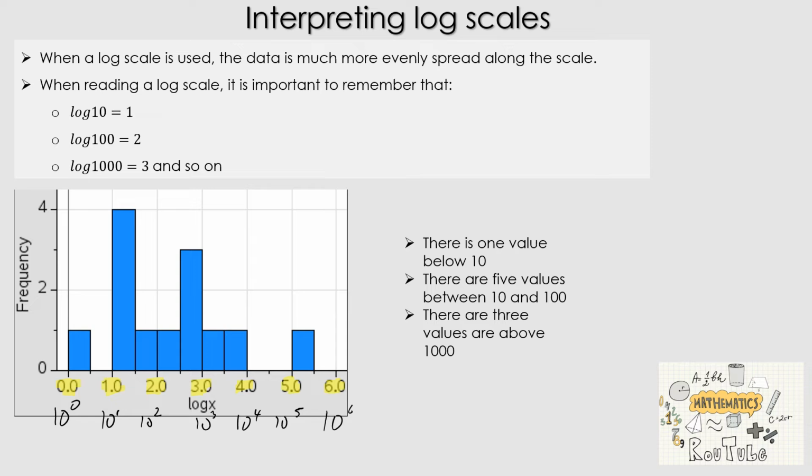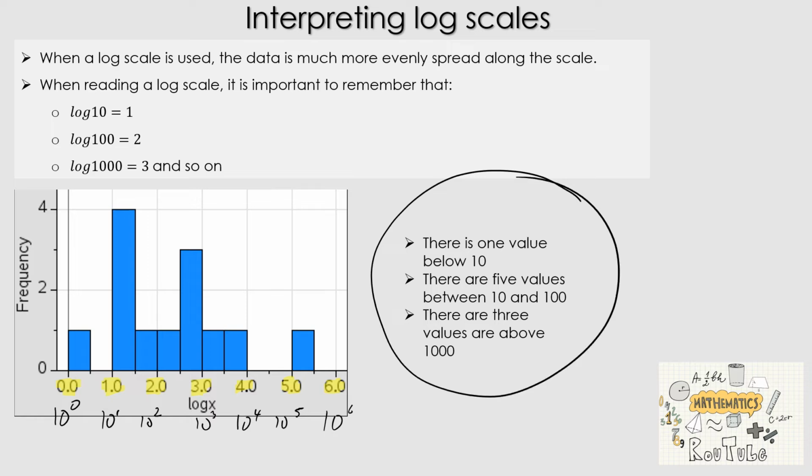Now I've taken three things that we can hopefully see from the histogram. We'll go through these now. There is one value below 10. If we try to identify where 10 is, I'll do it in green, 10 is just 10 to the power of 1. Therefore, any value to the left of that is less than 10, and there's only one value here. So there's only one value that's below 10 in this data distribution.